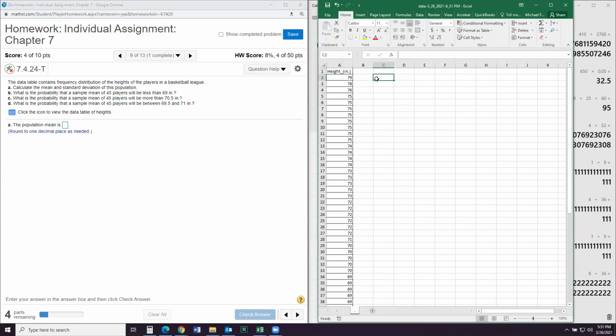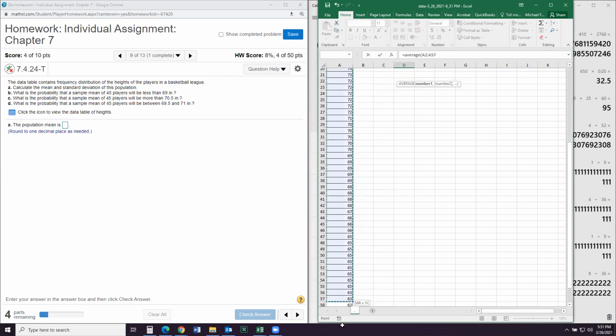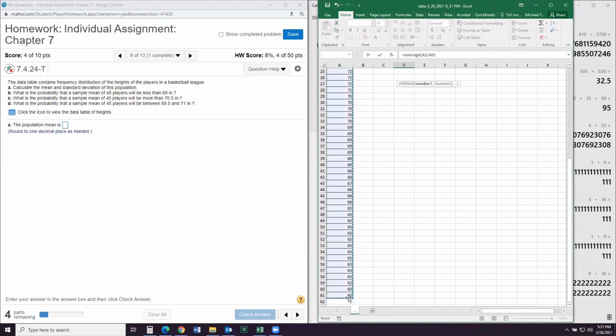All right, so the first thing it wants from us is the mean and the standard deviation of the population. So this is a population, it's 60 data points, all the players in the league. So I'm going to just call this the population mean, the population standard deviation. I can do that by doing equals average, and then highlight all 60 data points in the data set.